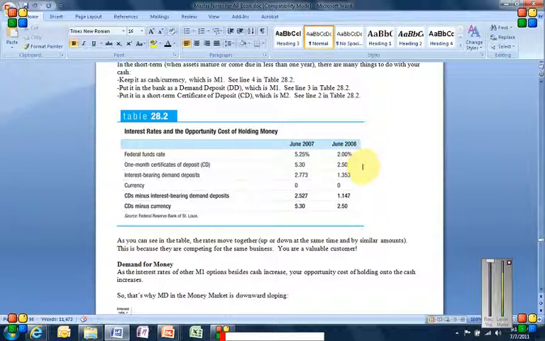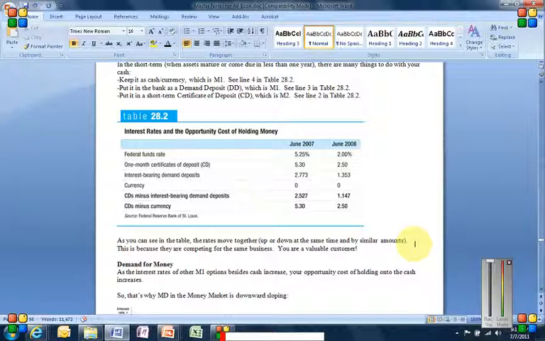But the interest that you would get paid on a 1 month CD in June of 2007 was greater than it was in June of 2008, so it decreased. But so did the interest rate that you could get paid on an interest-bearing demand deposit. This is because these interest rates are different places that you as a customer could choose amongst where you want to put your money. You're a valuable customer.